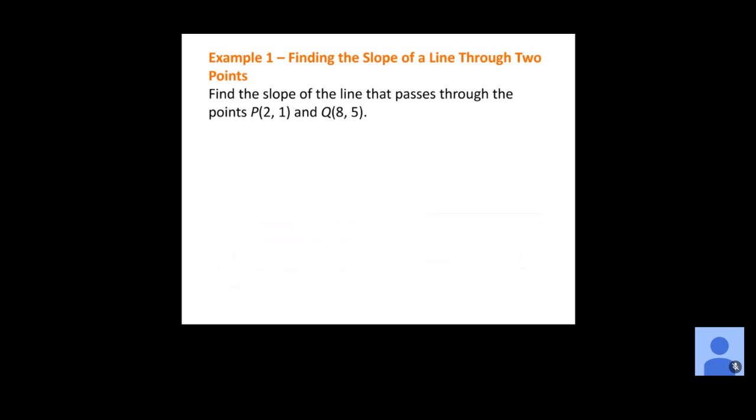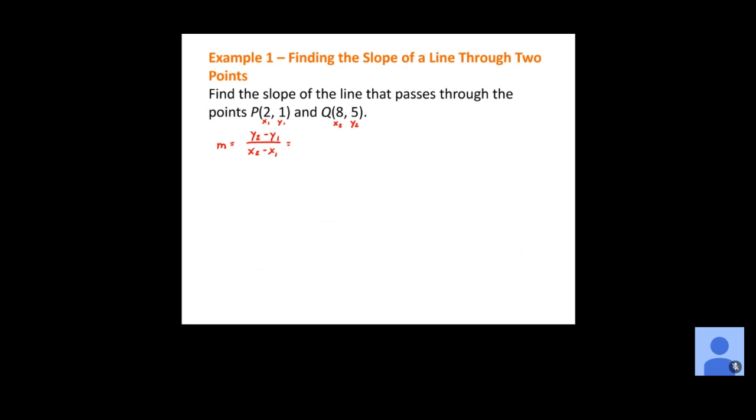All right, so example 1, we just want to find the slope of the line that passes through these 2 points. All we have to do is use the formula that we just saw. So it's going to be m equals y2 minus y1 over x2 minus x1. Again, if we label our points up here, the 2 is going to be our x1 value, the 1 is going to be our y1 value, the 8 would be our x2, and the 5 would be our y2.